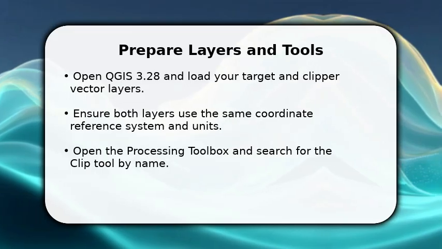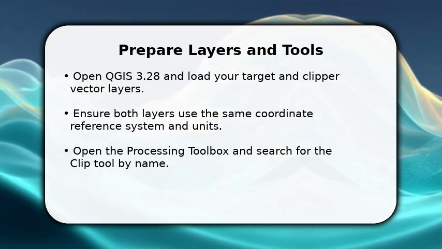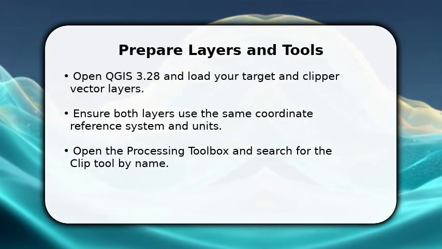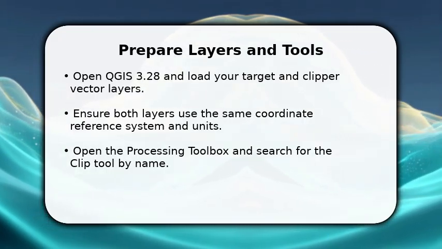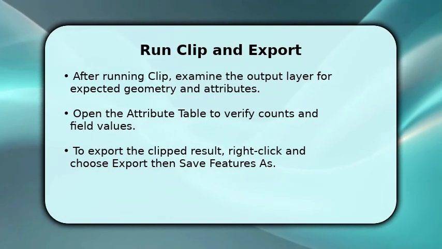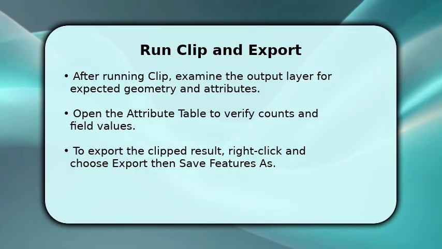Open the processing toolbox and search for the clip tool by name. Select the input layer, then the clip layer, and check the parameters. Run the tool and inspect the result in the map canvas and attribute table. After running clip, examine the output layer for expected geometry and attributes.